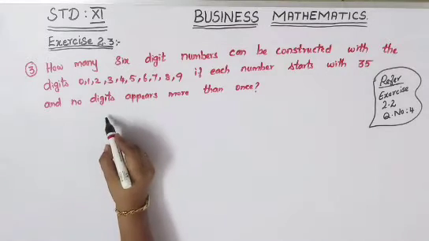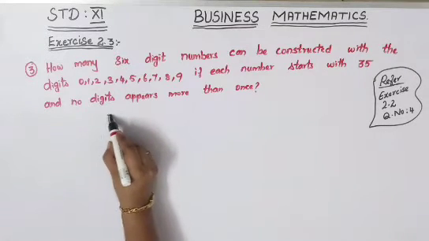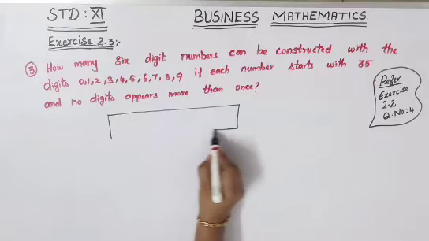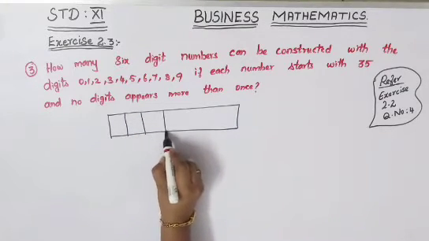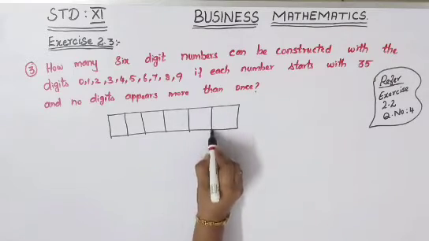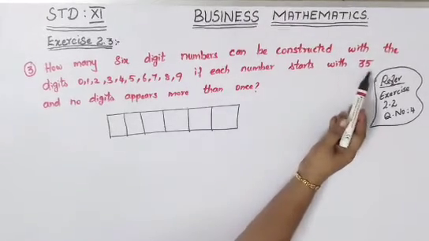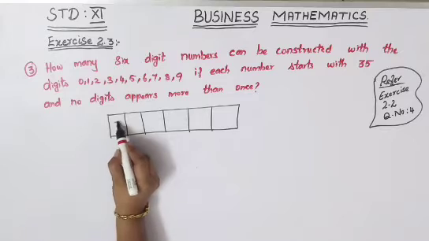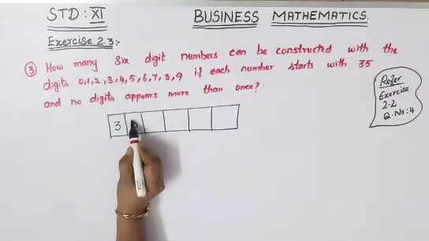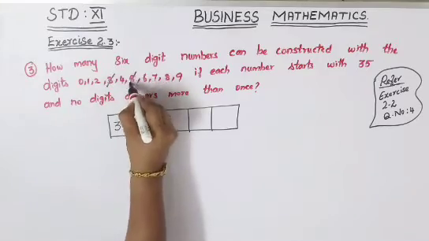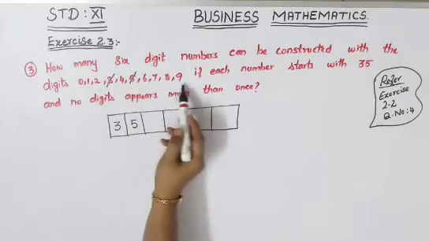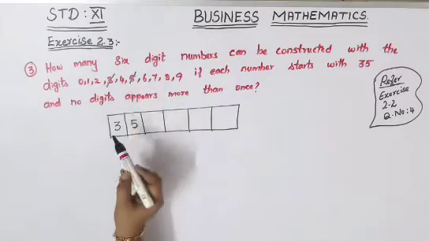Now we'll just start. 6 digits are given, so I'll just give 6 boxes. And they are fixing 3, 5. First 2 digits will be 3, 5. So fix up this 3, 5, and this 3, 5 should be eliminated from your given numbers. Totally 10 numbers are there, in that 2 digits are fixed already.